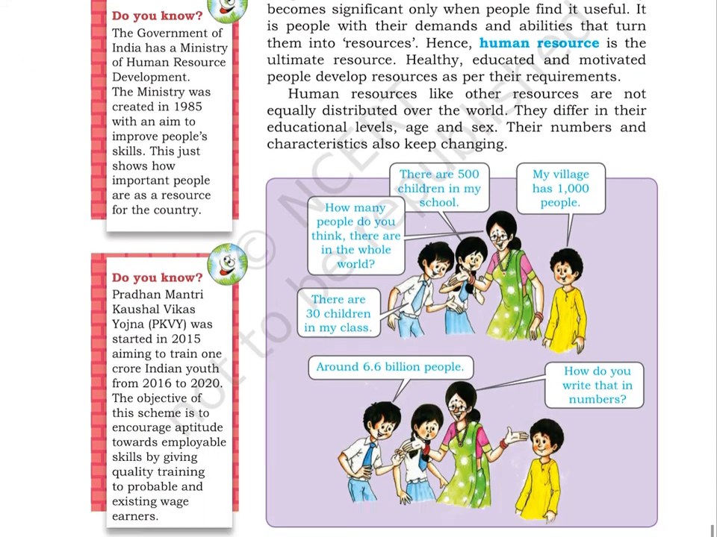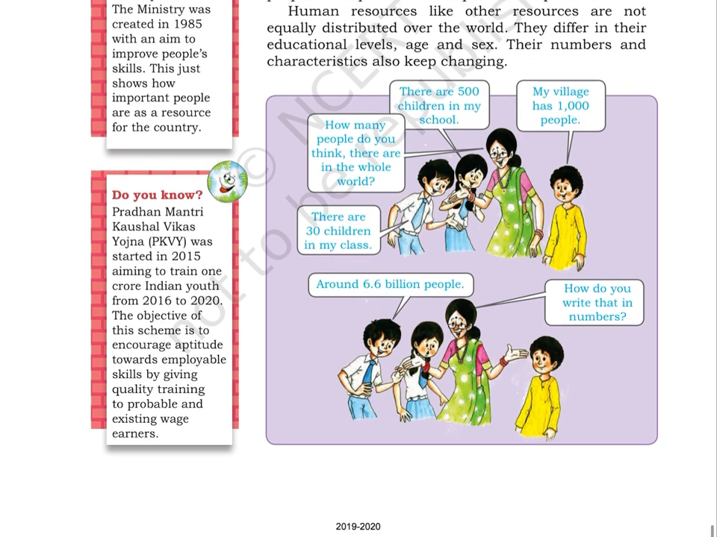There is another "Do you know" box which reads, Pradhan Mantri Kaushal Vikas Yojana, PKVY, was started in 2015, aiming to train 1 crore Indian youth from 2016 to 2020. The objective of this scheme is to encourage aptitude towards employable skills by giving quality training to probable and existing wage earners.